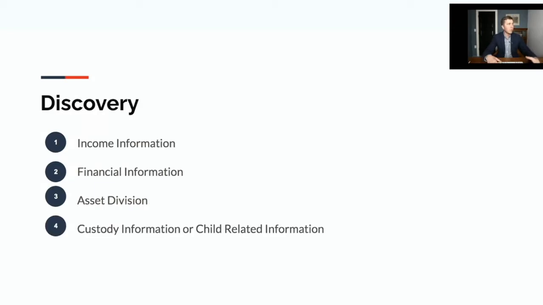So discovery is basically the process of gathering information. You can do it through requesting documents or asking specific questions that the party would have to answer under oath. And a lot of times discovery is going to be asking things about income information, financial information of the parties, things about different assets, as well as custody and child related information. You're going to want to start learning what the other party's ideas are for custody. Is there room for agreement? Are there concerns about the other party? And do you need to do discovery about custody or child related information?